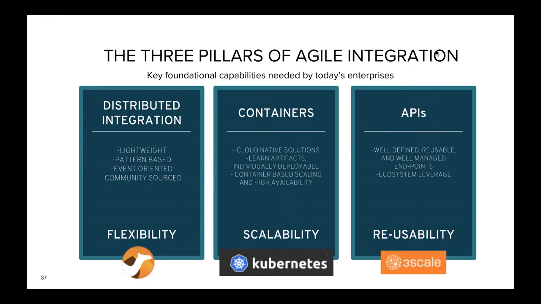Camel is lightweight. You have the enterprise patterns and all the connectors and so on. And the middle pillar is around containers. That is where we run our services in a cloud native way. And then for APIs, we can use something like 3scale to help govern them.